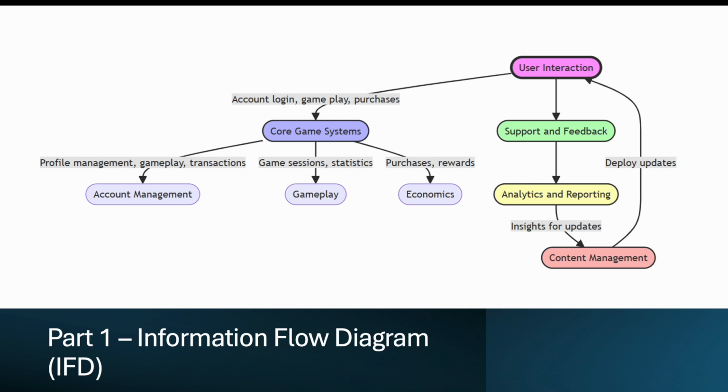Another branch you can go to for the user interactions would be to go down to support and feedback. So if something is going wrong with the game, you'd submit a ticket, which then moves on to the analytics and reporting. So this allows our company to go over common issues and then go from there. And then we basically take what we learned from that branch and go down to the content management. So this is where we decide to do things like updates to make the game better.